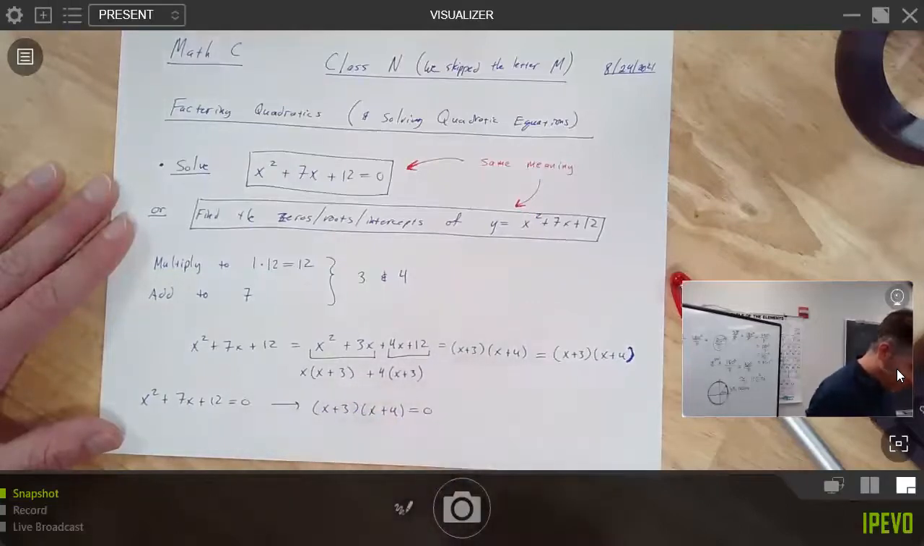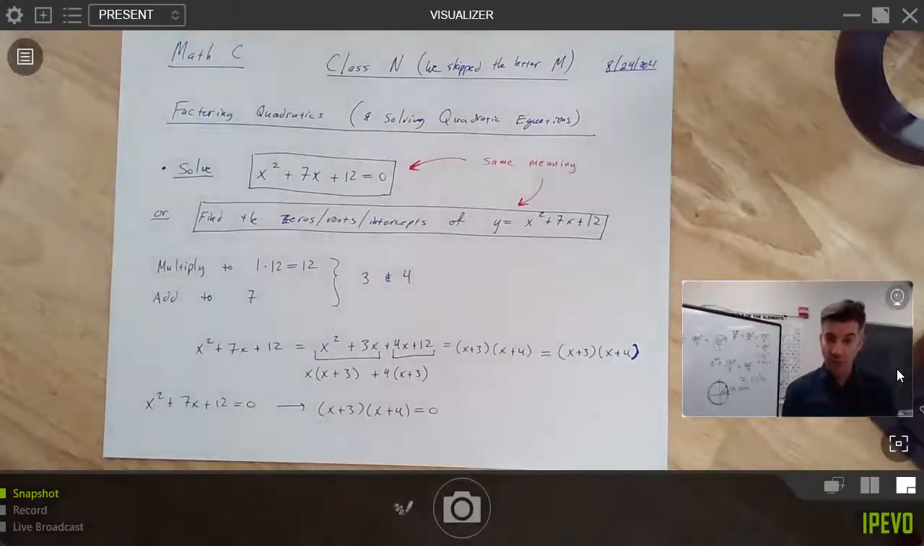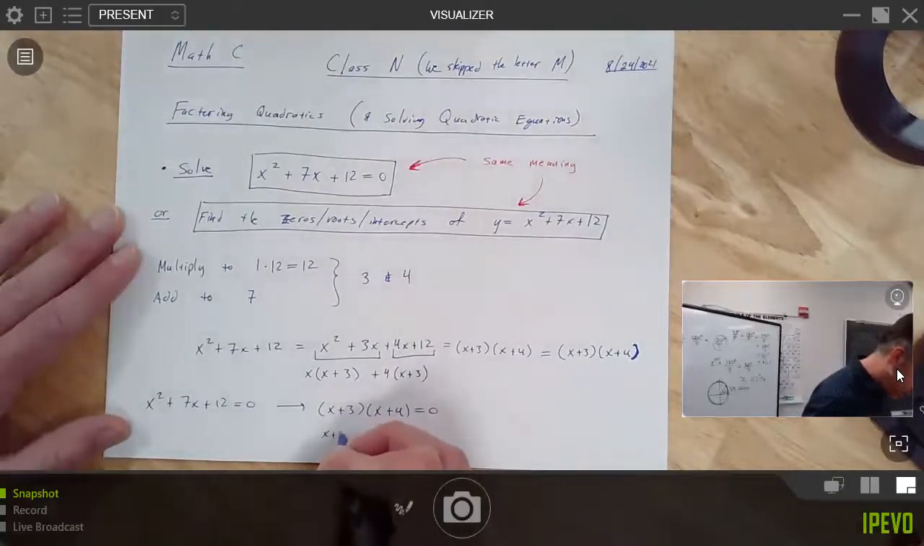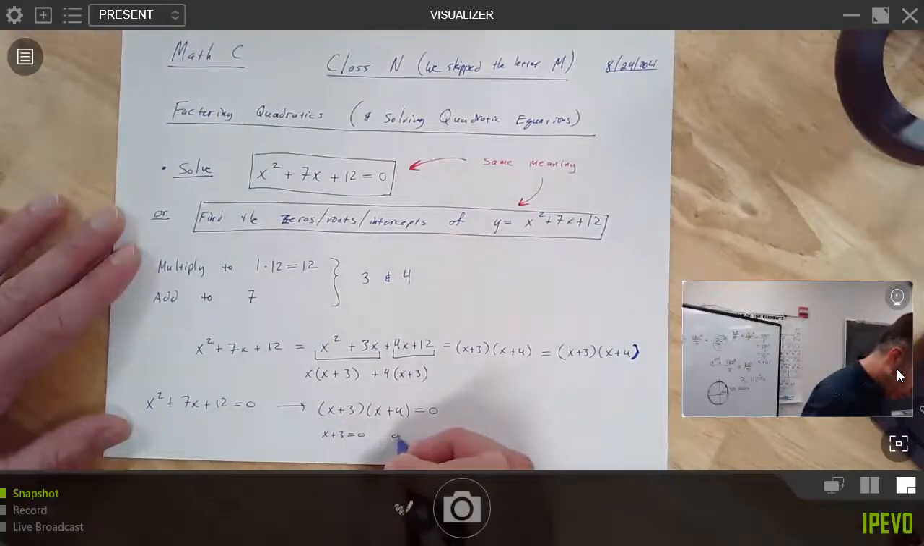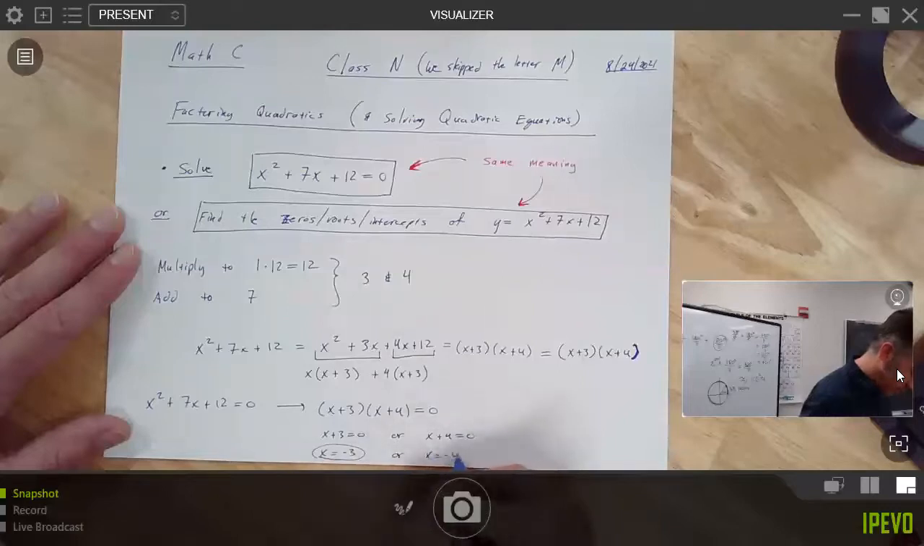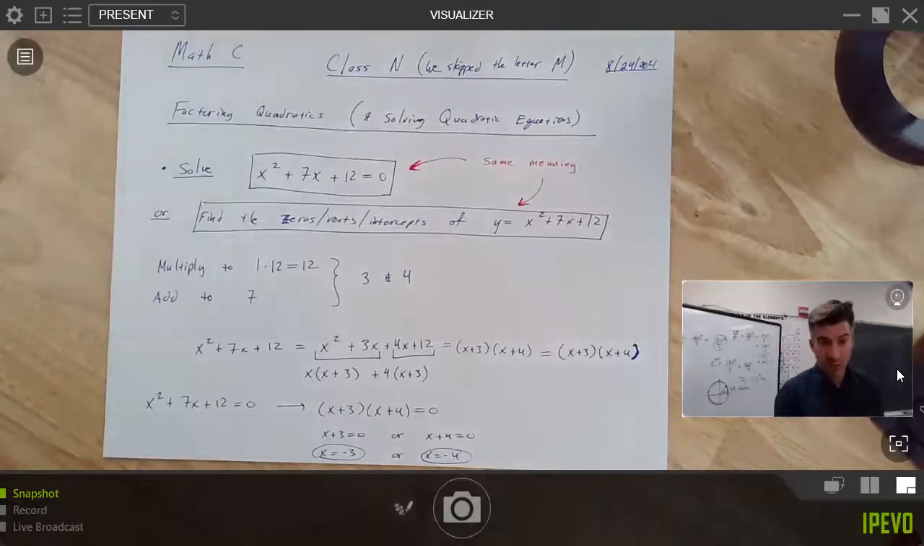equal to 0. And just like we've seen with trig equations, when you have two things that multiply to 0, either one of the factors can equal 0. So either we can have x plus 3 equal to 0 or x plus 4 equal to 0. That's going to lead to x equal to -3 or x equal to -4. I imagine a lot of you can probably just jump to that last step. That's perfectly fine. I just want to show all the intermediate steps.